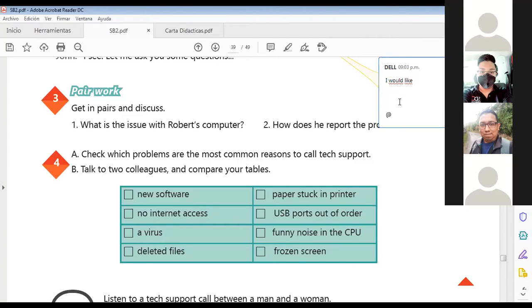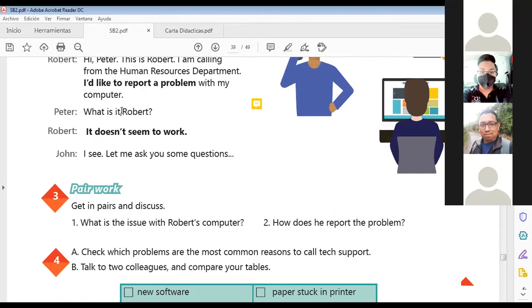Si yo digo she would drink, ella tomaría. Okay. We would read. Nosotros leeríamos. Correcto. He would swim. Él nadaría. Ya lo comprendieron. Excellent. Very good. Pero en este caso solo vamos a trabajar con la expresión I like, me gustaría. Y eso va a ser la clase de mañana. Tomorrow's class.